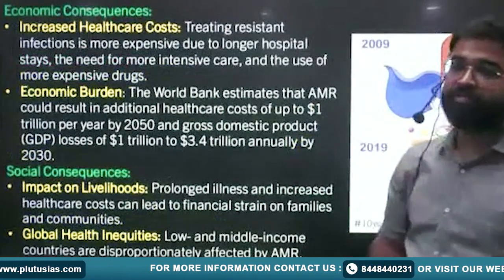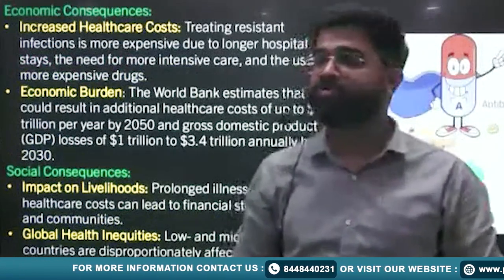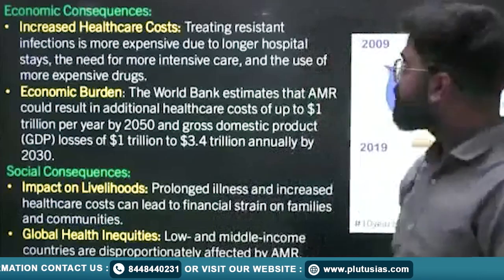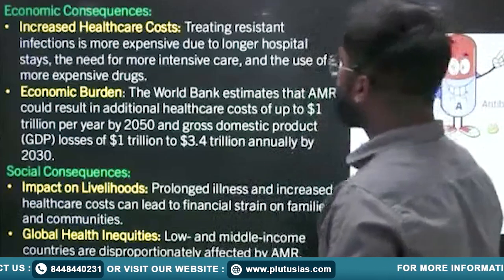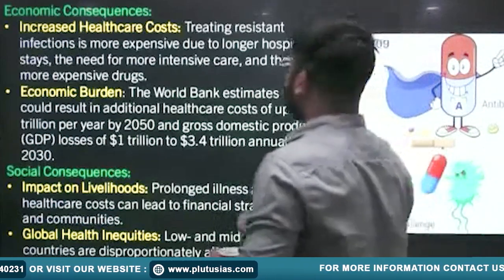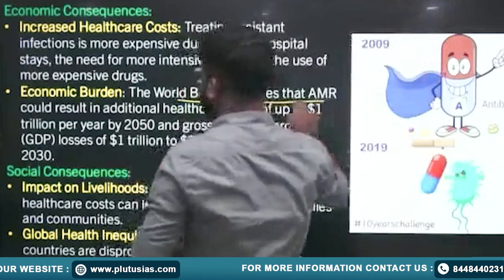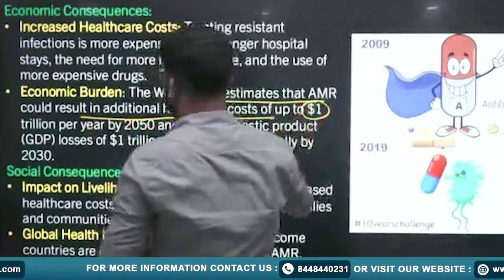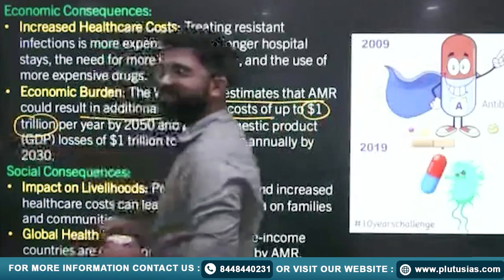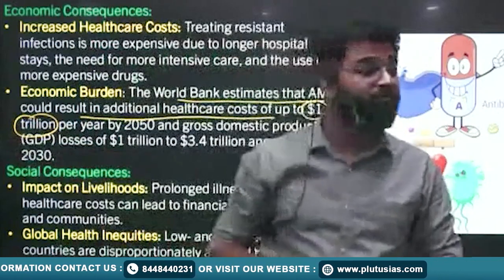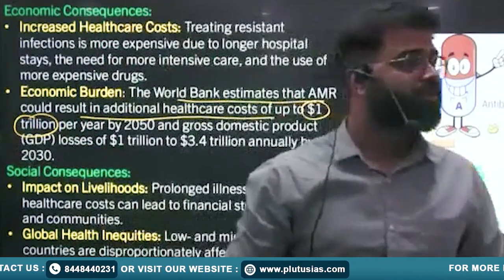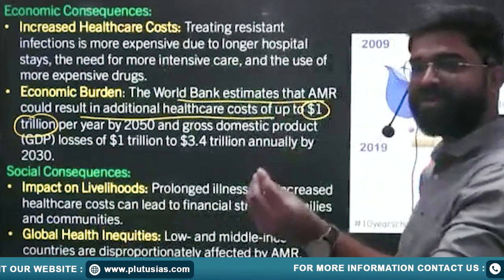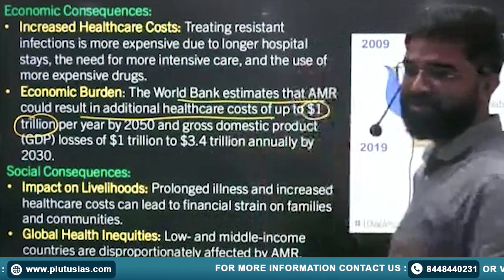Now, if the same disease will be prolonged, then economic cost will be more. We have simple. Yes. So increased healthcare cost, economic burden. Kitna data diya hai? The World Bank estimates that the AMR could result in additional healthcare cost of up to $1 trillion. Samajh gaye? Because we are just using antibiotics irresponsibly.